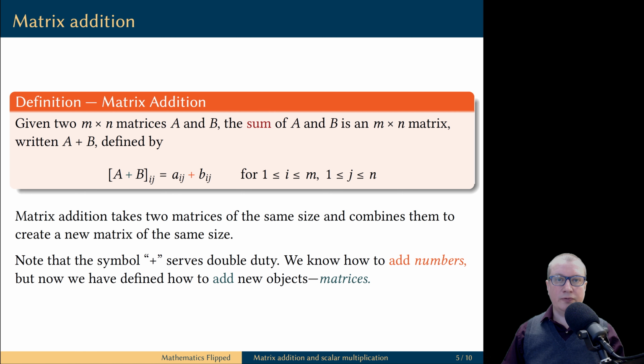Please pay attention to the fact that in the definition of matrix addition, the plus sign serves double duty. The plus sign on the left-hand side, which stands between two matrices, is the new operation that we are defining. This is the operation of addition of matrices. On the right-hand side, the plus sign stands between two entries of the matrices, and entries of the matrices are numbers. Therefore, the plus sign on the right-hand side means the operation of addition of numbers.